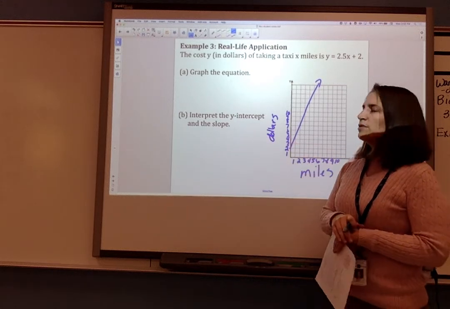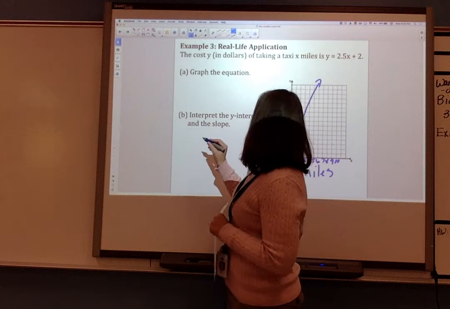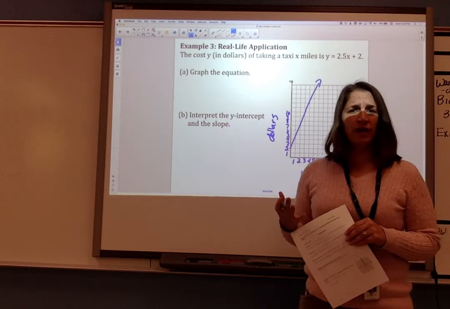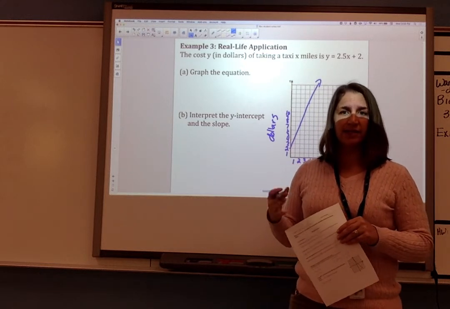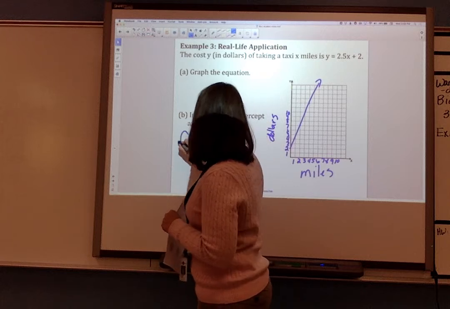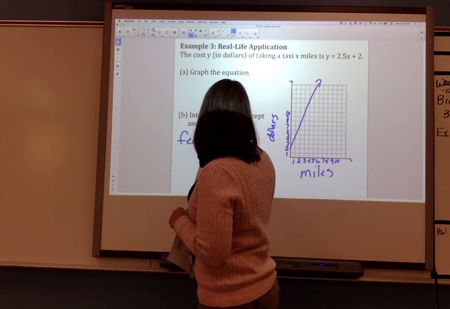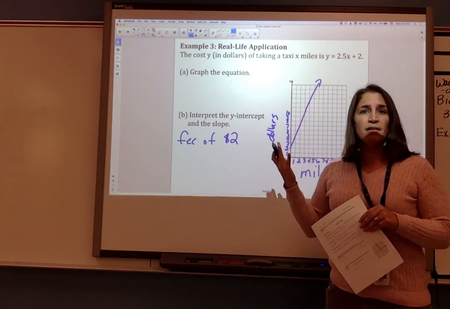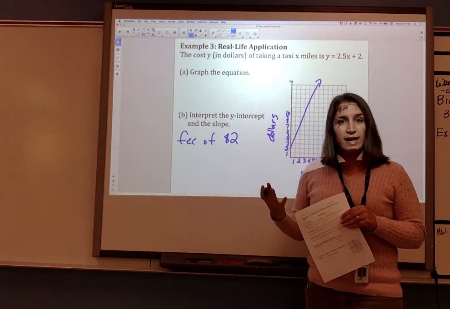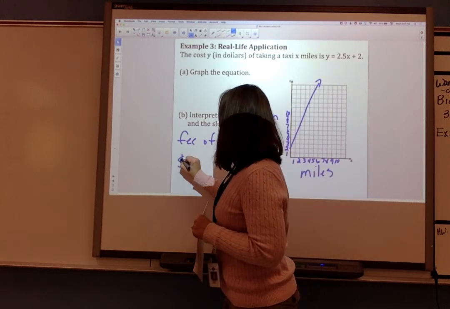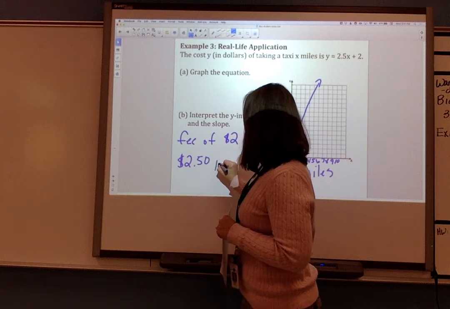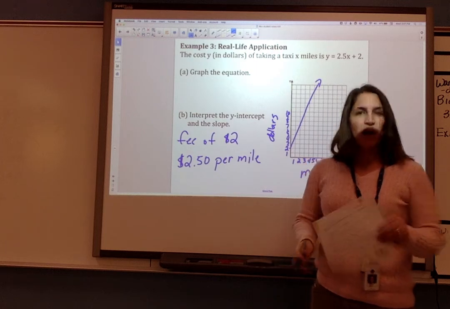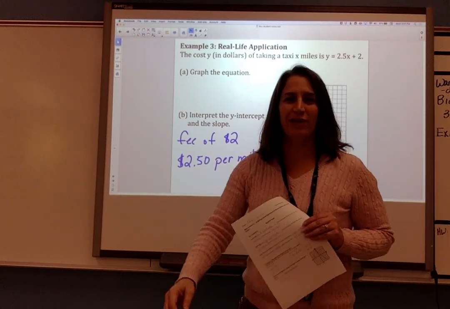And interpret the y-intercept and the slope. So the y-intercept is 2. So that must mean that we're charged $2 just for getting in the taxi without going any distance. There's a fee of $2. And the slope, 2.5, that's dependent on x, the number of miles. So the rate that the taxi is charging us is $2.50 per mile on top of the $2 fee that we're charged. All right, that's it. Go ahead and try a few on your own, and I will see you soon.